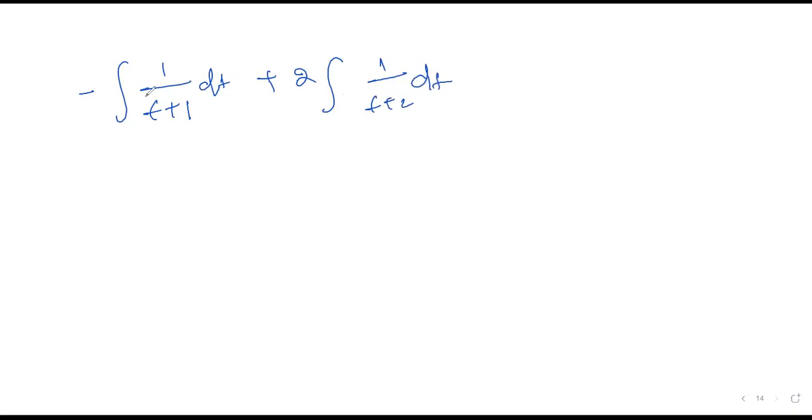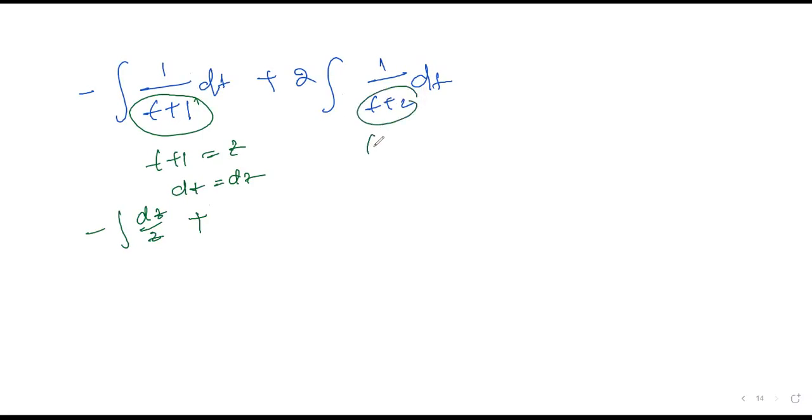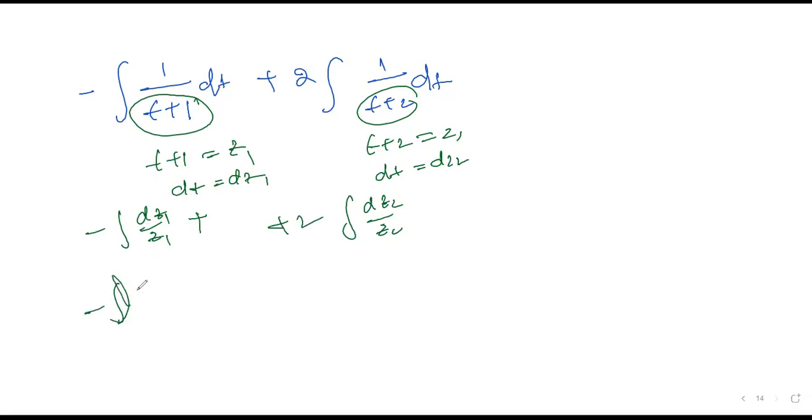Previously it was x; now t is already available. So t plus 1 is equal to z1, you can take that, nothing wrong in it, so dt is equal to dz1. So integration dz1 by z1, plus here also t plus 2 is equal to z2, nothing wrong in that, so dt is equal to dz2. So integration dz2 by z2. What is your answer here? Log z1, where z1 means t plus 1, plus 2 log of t plus 2, plus c.